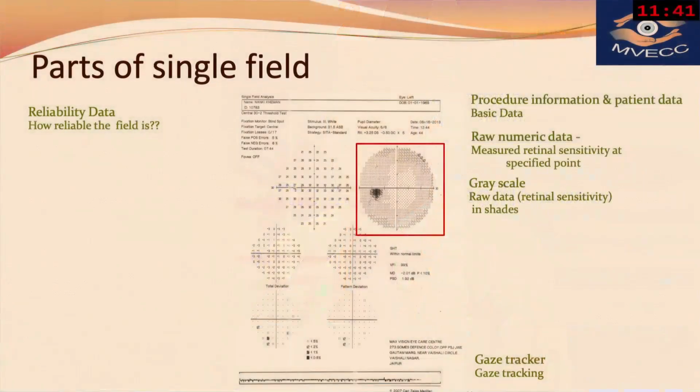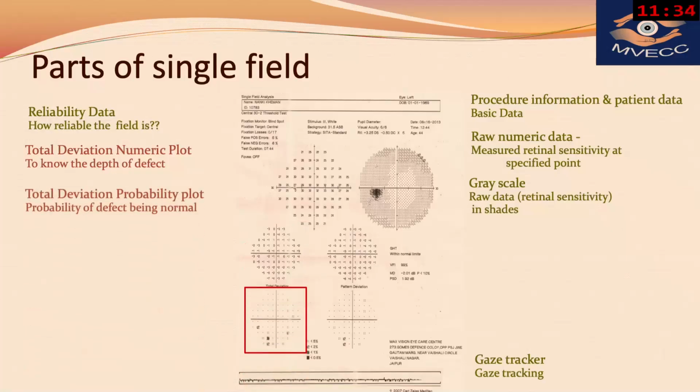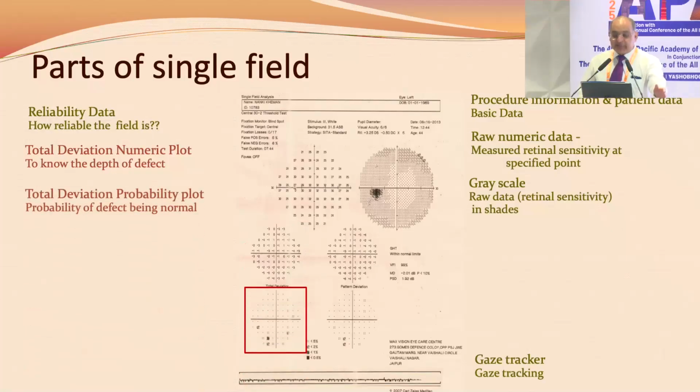The reliability indices, as in how reliable the visual field is. Raw numeric data, that is the retinal sensitivity at each specified point. The gray scale, the interpretation of raw data in shades of gray. The total deviation plot, which is very important to know the depth of the defect. The probability plot, the probability of this defect being present in the normal population.